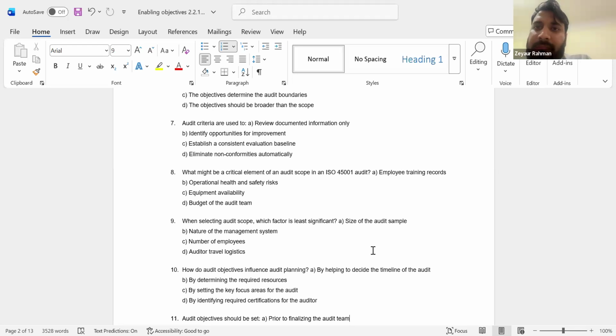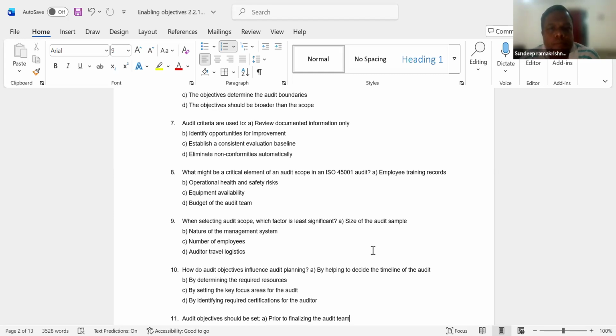It's the D, sir, establish a consistent evaluation. Yeah, C. The criteria are the requirements of the standard. So you establish a consistent evaluation baseline. Against that criteria only you will evaluate whether it is conformity or otherwise. So that's the right answer.